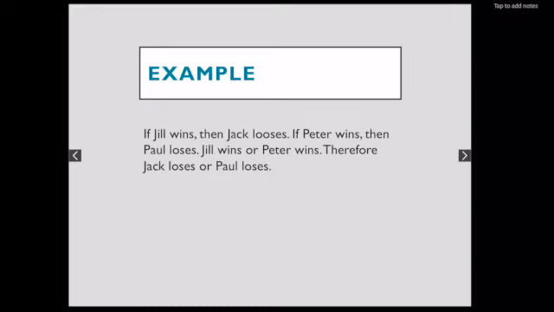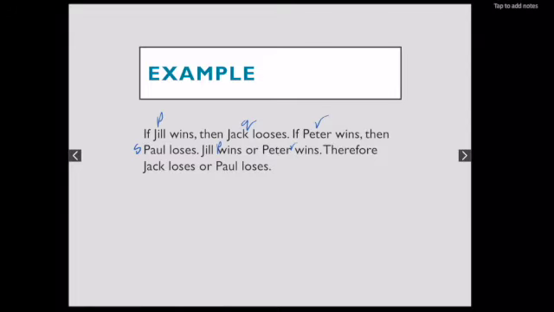All right, so let's go through this example that I have. I have if Jill wins, then Jack loses. If Peter wins, then Paul loses. Jill wins or Peter wins, therefore Jack loses or Paul loses. So let's write this in logical symbols. Let's let P be Jill wins, Q be Jack loses, R be Peter wins, and S be Paul loses.